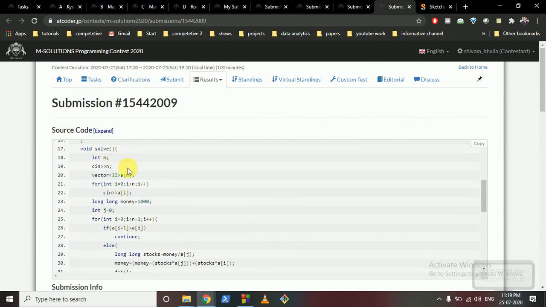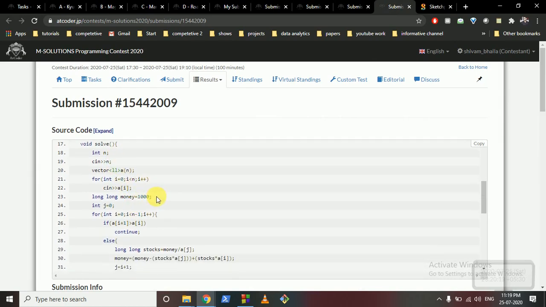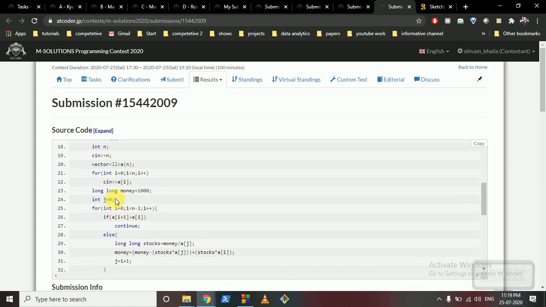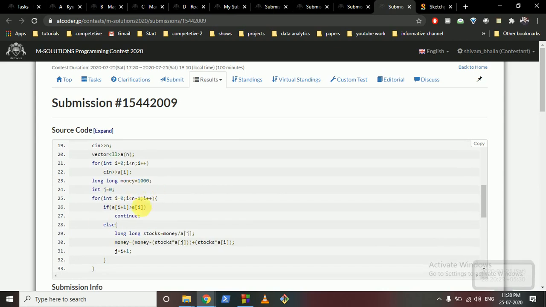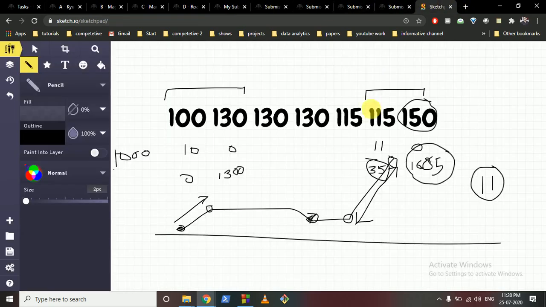These are the arrays. N, take the input of all the N elements. This is the starting money you have. Okay. J denotes the starting point for the increasing subarray. If A[i+1], if the next number is greater than the ith number, then we keep on increasing. The next part of the subarray is increasing. So just continue. Else, if the next number is smaller, then this is the peak. We started from this, which is marked by J. And this is the peak. Then the number decreases from here.